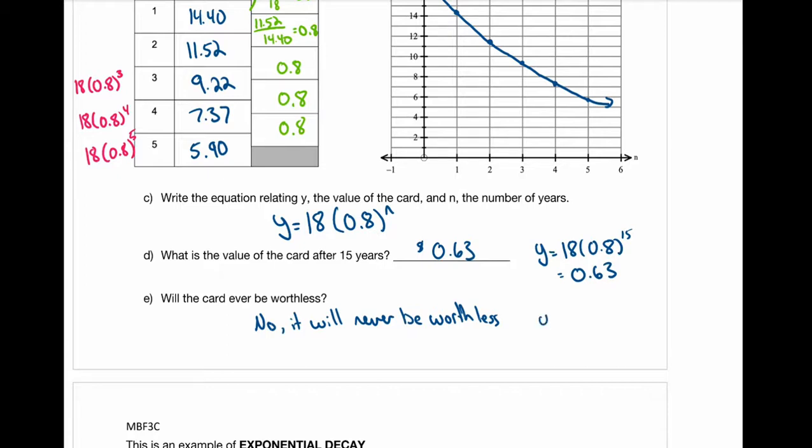Right, so you could think about if I did y equals 18 times 0.8 to the power of 1,000. That's not going to work out to 0. There's no exponent that makes the base 0. So this card will never be worthless. Or you could think about it, if I'm always taking 20% of something, I'm never going to get to 0, because I'm always just going to be taking smaller and smaller amounts, and my value is going to get smaller and smaller, but it will never equal 0.